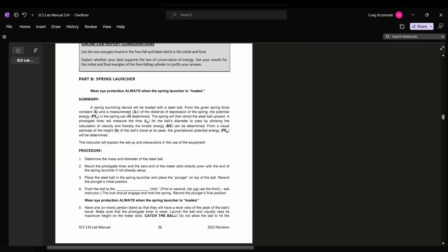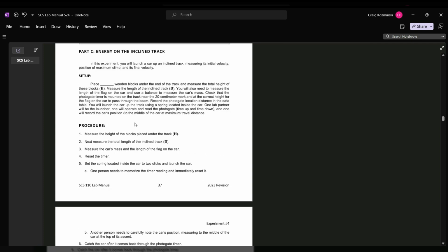In part B, we're going to use a spring launcher. That is, we will have a small steel ball in a spring. We'll be able to calculate the spring potential energy, and then we'll be able to measure the velocity of the object, which will allow us to calculate the kinetic energy. And then, using the maximum height that the ball travels, we'll be able to calculate the potential energy due to gravity.